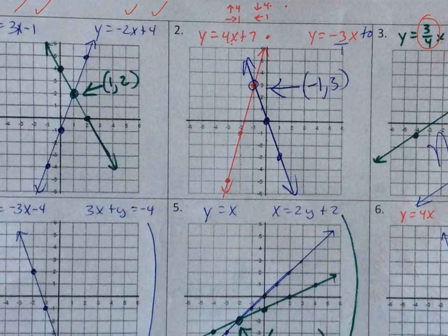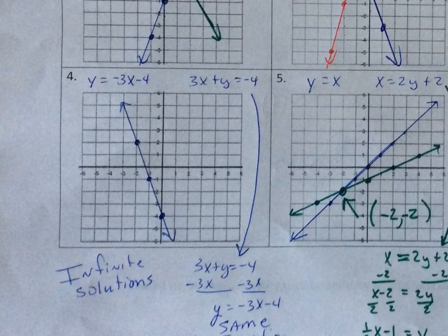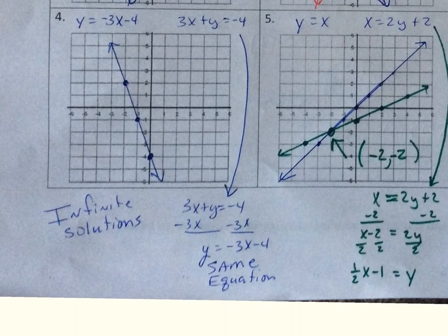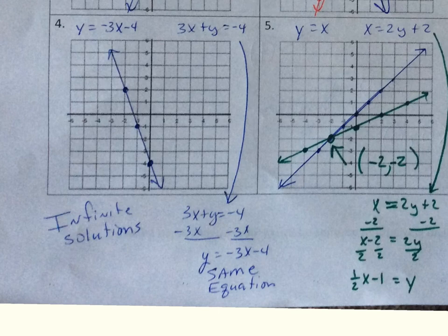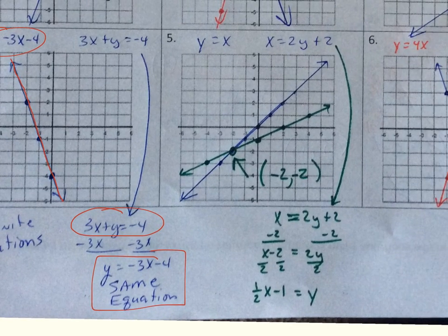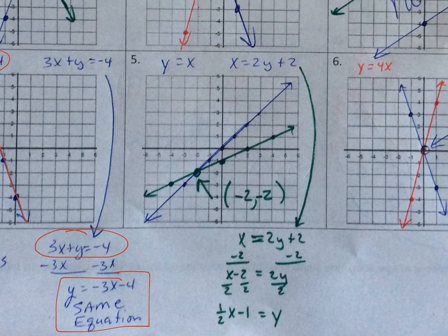All right. Number 4, if you look down here at the bottom, when I solve this equation, basically when I solve it right here, I subtracted 3x from both sides, and that gave me y equals negative 3x minus 4. It's the same equation as this right here. Therefore, I only need to do the line once, and because one line overlaps the other, it's going to be infinite solutions. All right, number 5, they intersect at negative 2, negative 2.